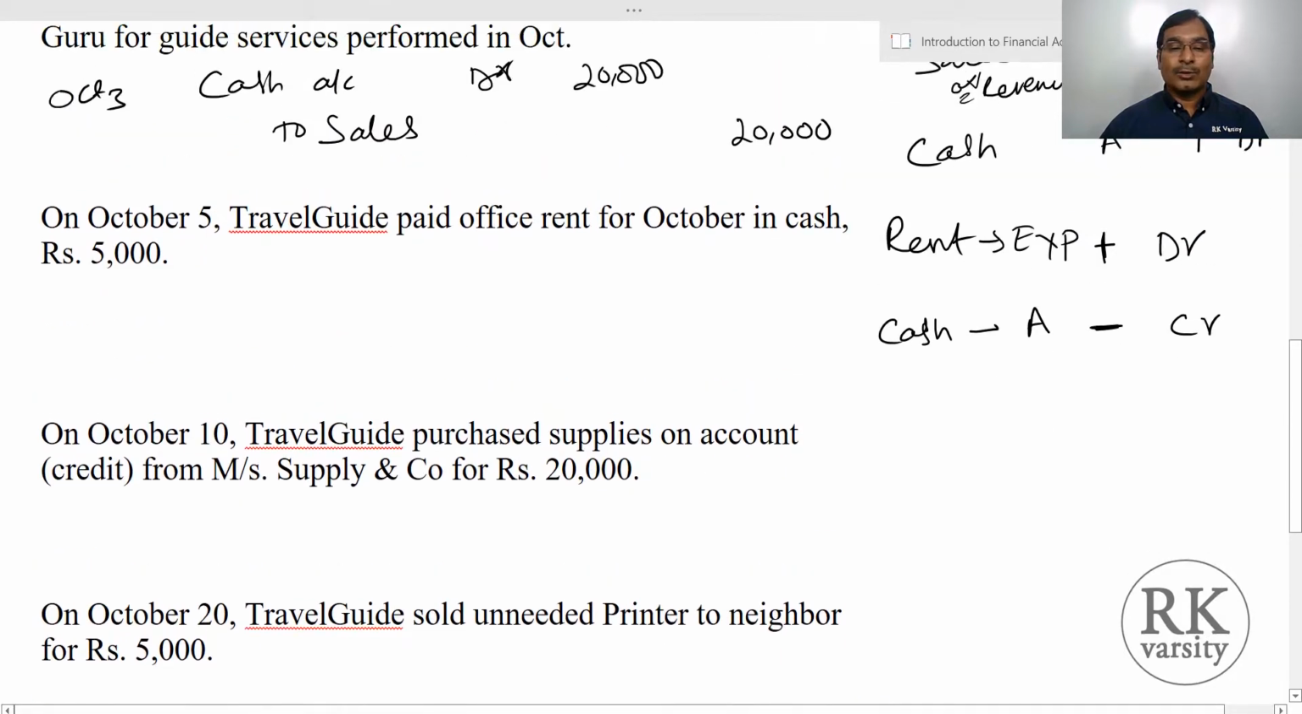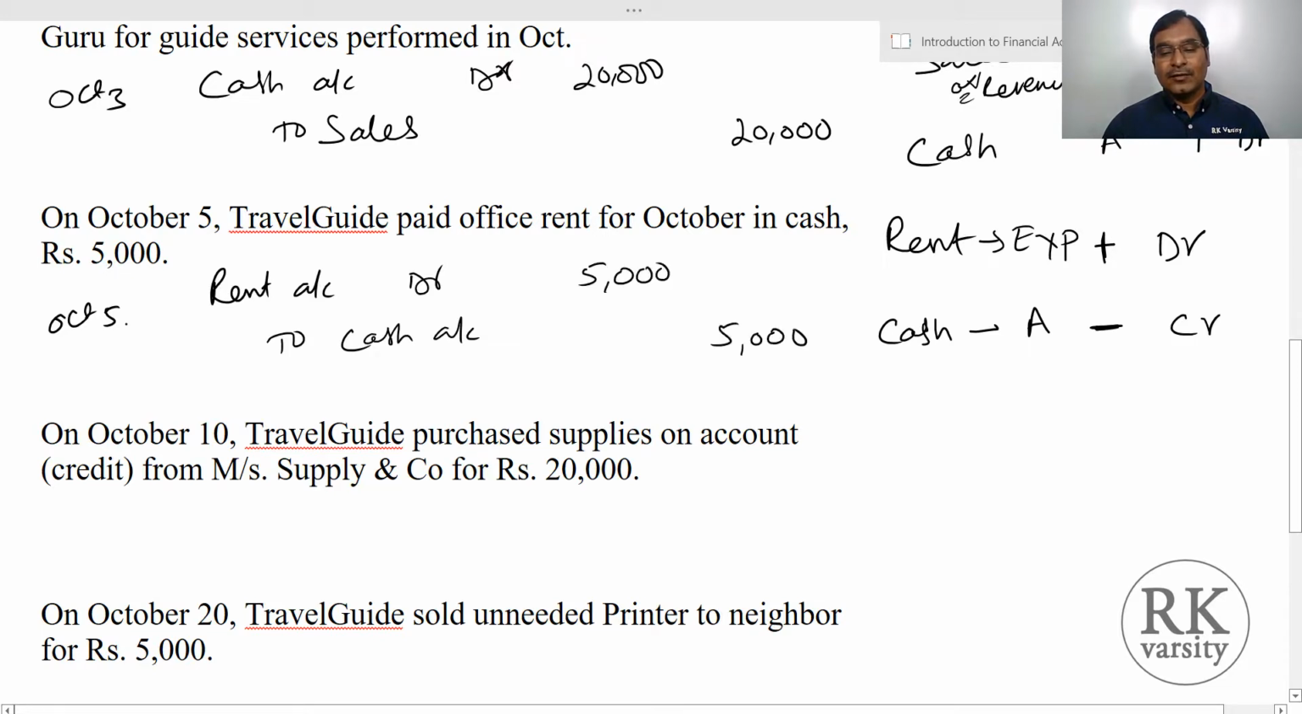So what would be our transaction? The journal entry will be on October 5th, expense or rent account to be debited. So rent account debtor to cash account, and how much is the amount? So 5,000 is the amount that we paid.